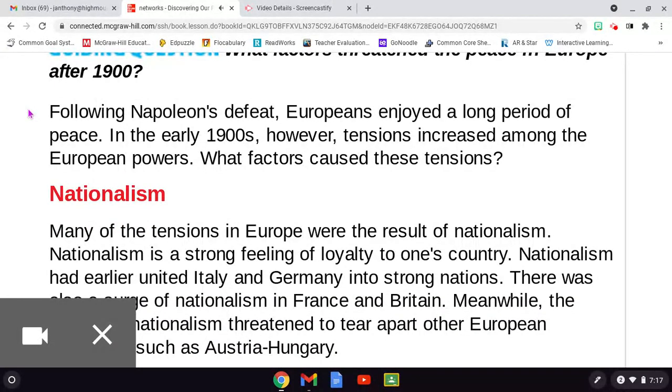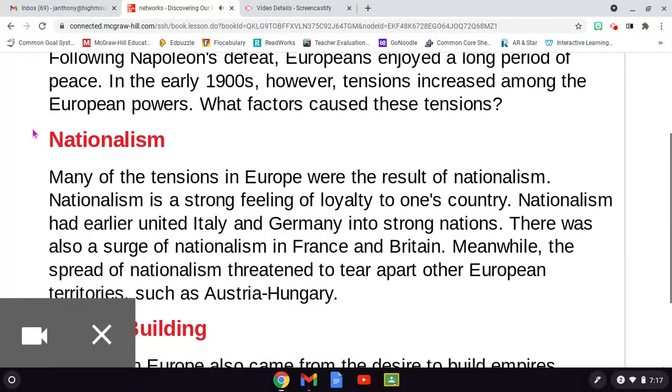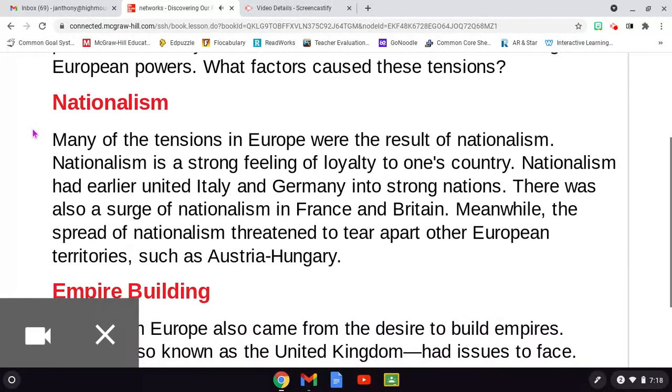Following Napoleon's defeat, Europeans enjoyed a long period of peace. In the early 1900s, however, tensions increased among the European powers. What factors caused these tensions? Nationalism. Many of the tensions in Europe were the result of nationalism. Nationalism is a strong feeling of loyalty to one's country.